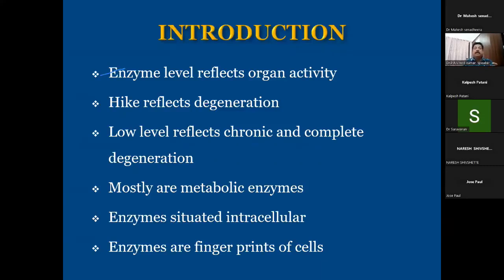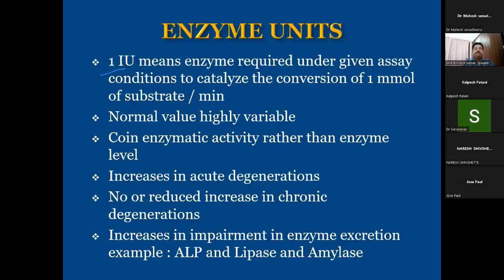CPK MB is a fingerprint of the cardiomyocyte. CPK MM is a fingerprint of the skeletal muscle. CPK BB is a fingerprint of the brain. So some specific enzymes are there which are produced within those cells only. They're not specific enzymes. They can be termed as fingerprints of certain target cells, as we are coming.